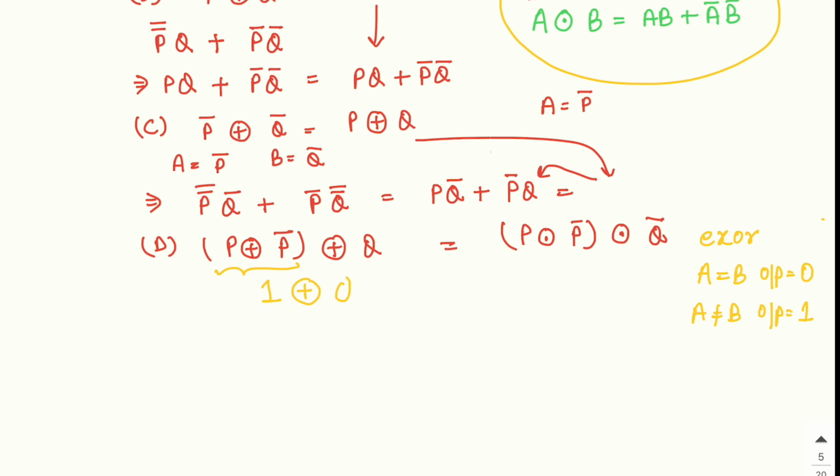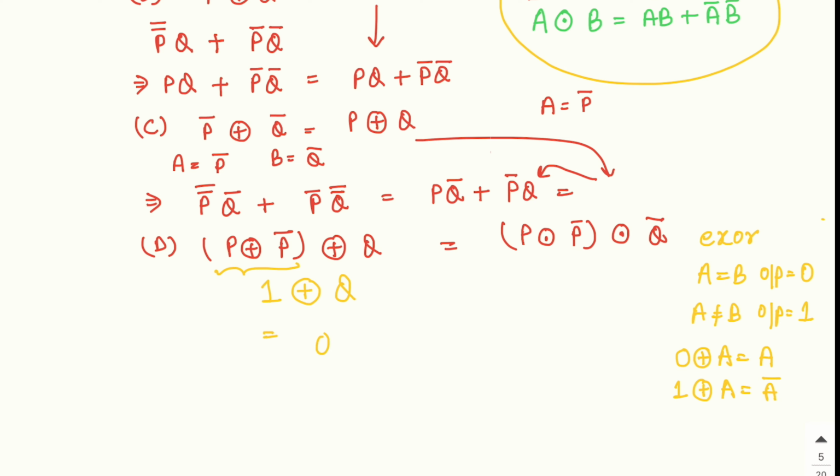And then you have 1 XOR with Q. Again, for the XOR gate, we know that if one of the inputs is 0 and the other input is A, your answer will be A itself. It acts like a buffer. And whenever one of the inputs is 1 and the other input is A, then your output is A bar, the complement.